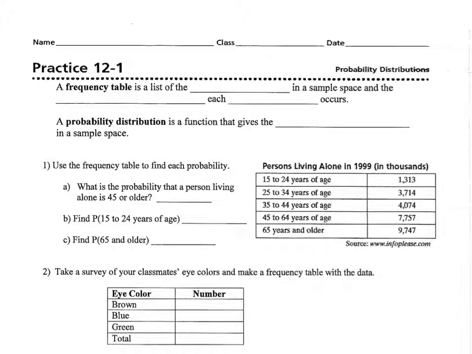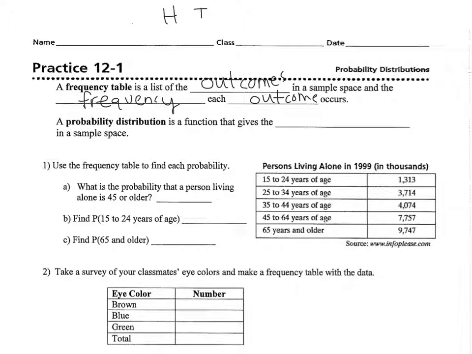A frequency table is a list of outcomes in a sample space, and the frequency, so the number of times each outcome occurs. So a simple outcome I could think of is if you're tossing a coin, you can either have heads or tails.